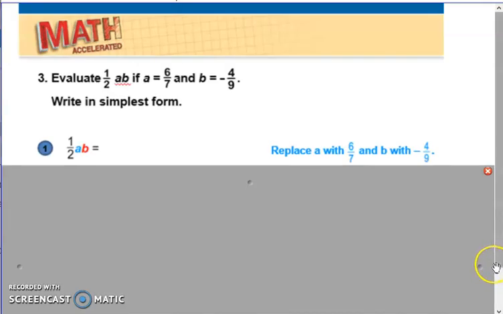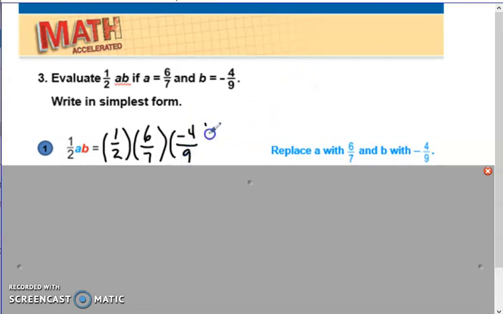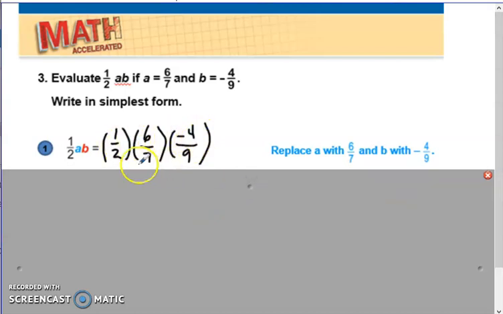Okay, let's look at this one next. This one is talking about evaluating 1/2 a times b, and then they want you to substitute in 6/7 for a, and -4/9 for b. So let's rewrite this. 1/2, and I like putting these in parentheses, and then times 6/7, then times, and I always put my negative on top, 4/9. And that is the same thing whether this negative's here, on top, or on the bottom. You can only have one negative though. Okay, so let's look at this some more. So now you're going to multiply straight across.